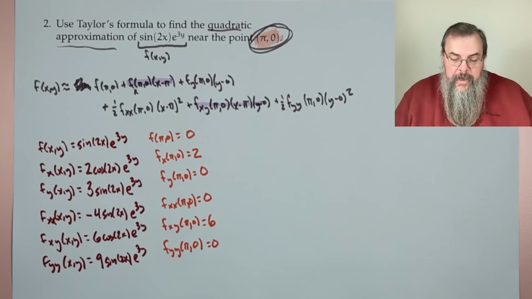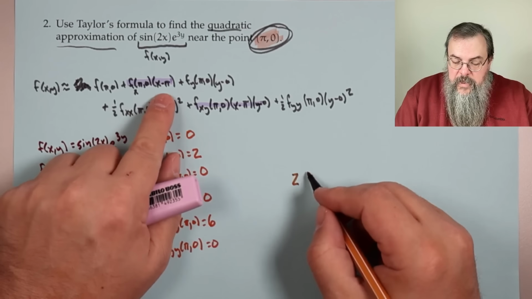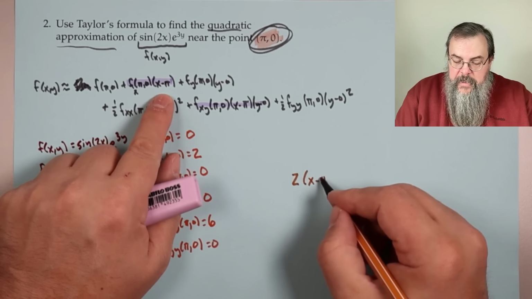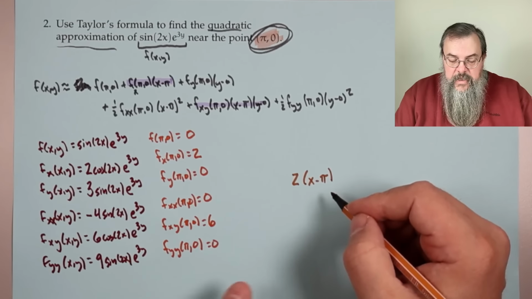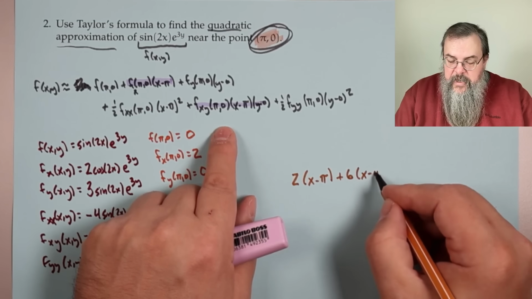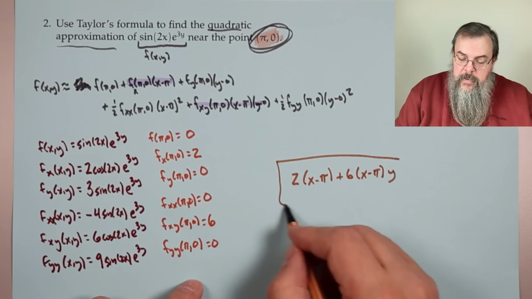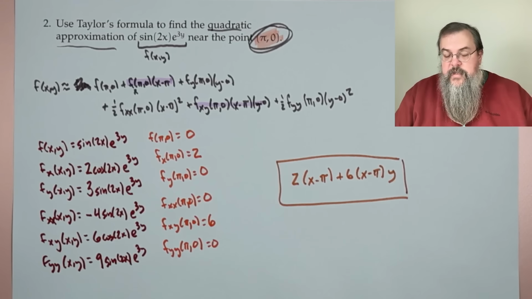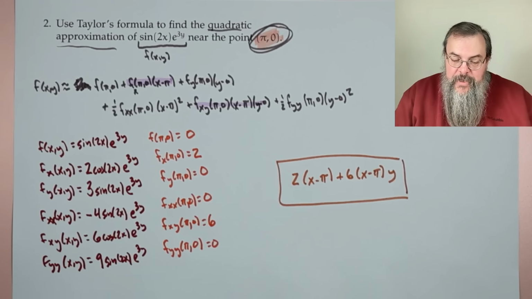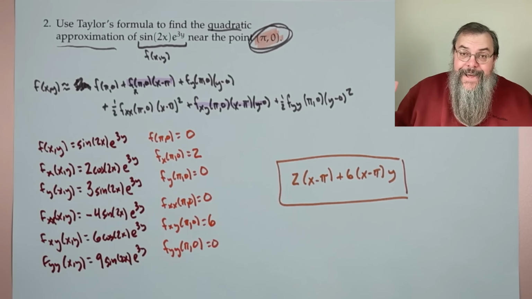And so our answer will become 2 times (x minus pi). And then we have our f_xy term, which is 6(x minus pi)y. And that's our answer. That's the second order approximation, the quadratic approximation, if you will, of the function sine 2x e to the 3y near the point pi, 0. All right.